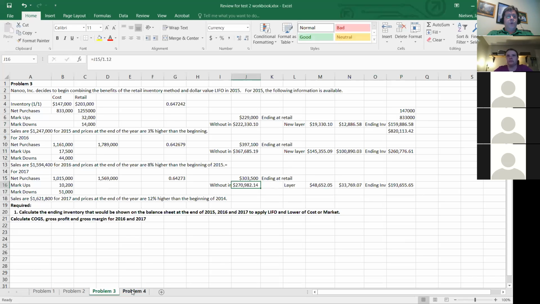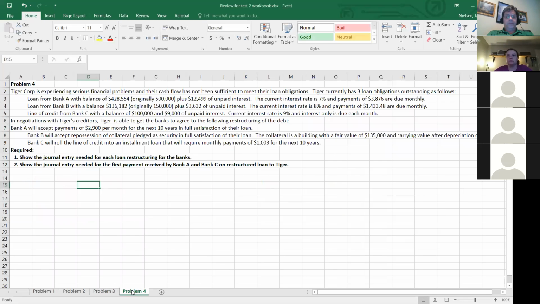All right, moving on to problem 4. Some loan receivables. Okay. So we've got 3 banks, A, B, and C. Now we're going to do it from the bank side, not from Tiger's side. We're worried about the loan restructuring for the banks.